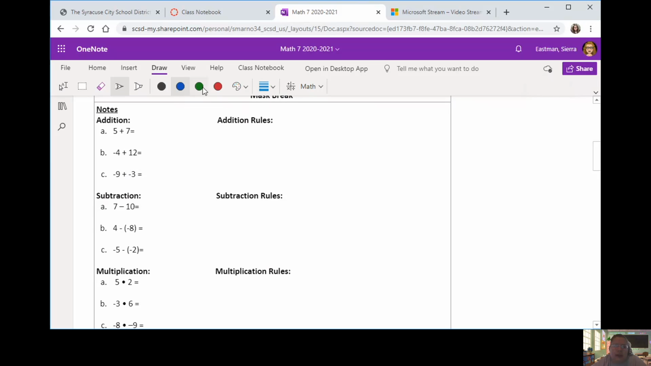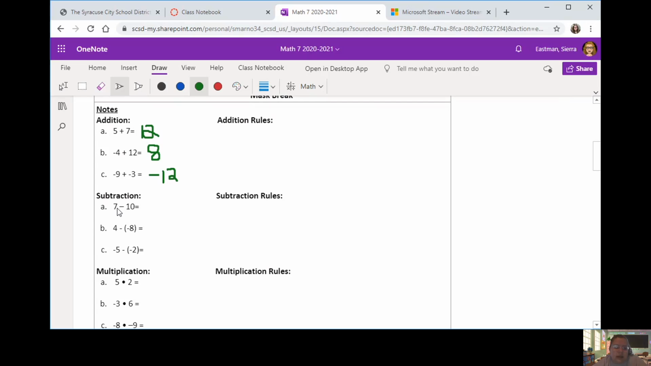All right. Hopefully you paused and solved some of those. You can use a calculator on these, although you may not need to. So let's go through and figure some of these out. 5 plus 7 should give me 12. Negative 4 plus 12 should give me a positive 8. Negative 9 plus a negative 3 should give me a negative 12.